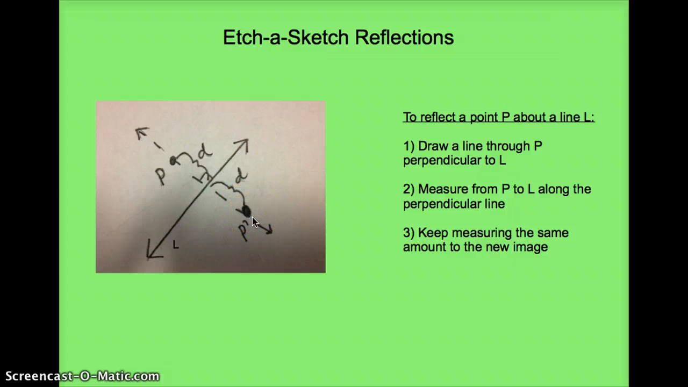Then we're going to measure from P to L along the perpendicular line. So we're moving over a distance of D, and then we're going to keep measuring the same amount to the new image. So we're moving over another distance of D to P prime, which is our reflected point.